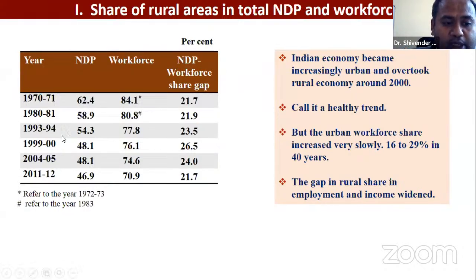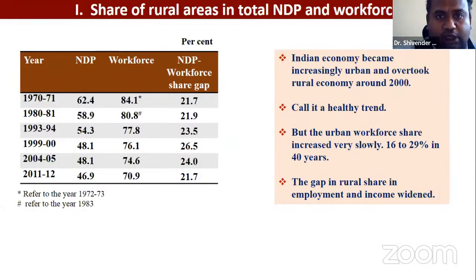So by the year 2011-12, about 46% or 47% of the output was produced in rural areas, but about 71% of the workforce lives in rural areas. And that's why it is very important that we plan carefully and accelerate employment diversification. Okay.